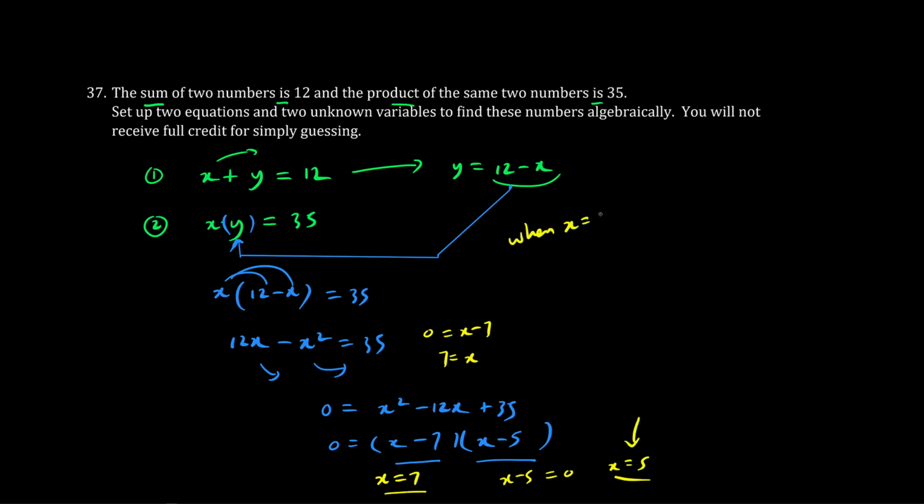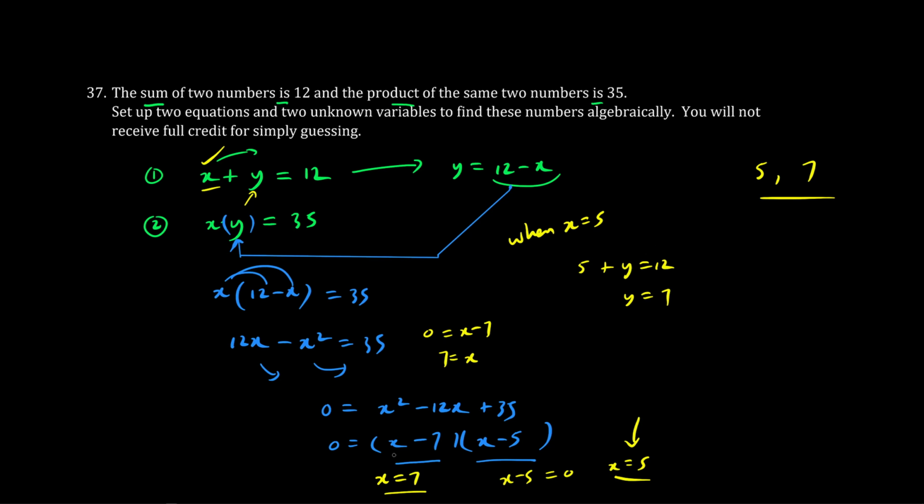When x equals 5, we know what x is. It's 5. It means we can find y. 5 plus y equals 12. So therefore, y is equal to 12 minus 5, which is 7. So one possible set of numbers is 5, 7 as your x and y variables.